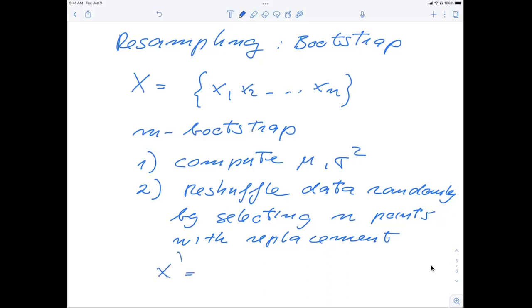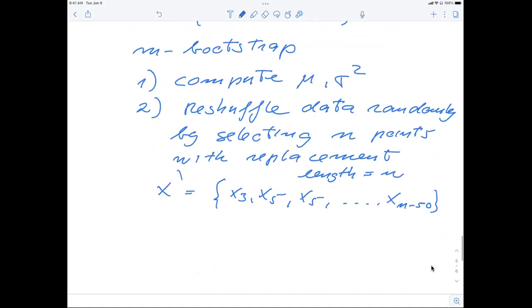And that could be something which now looks like X3. There could be an X5. Now you could pick X5 again. And this could go up to some X, let's say n minus 50, just to give you an example. But the total length is still n. So I have n observations, but I have simply picked randomly with replacement a given set of observations, in our case n observations, from the same data set.